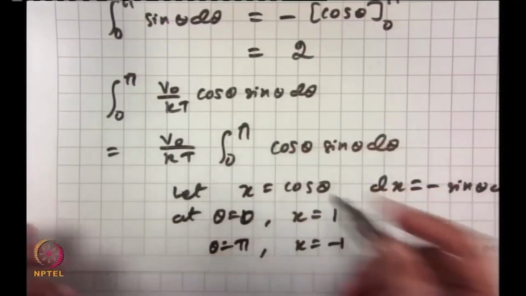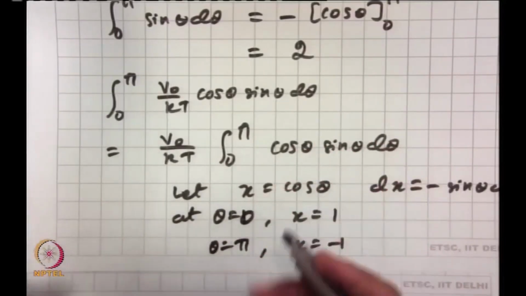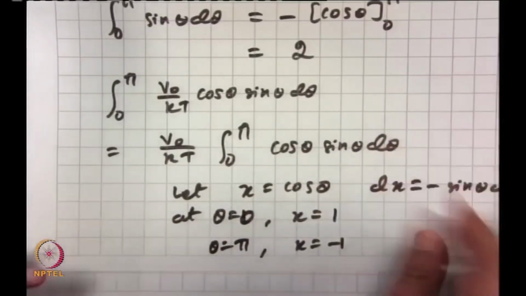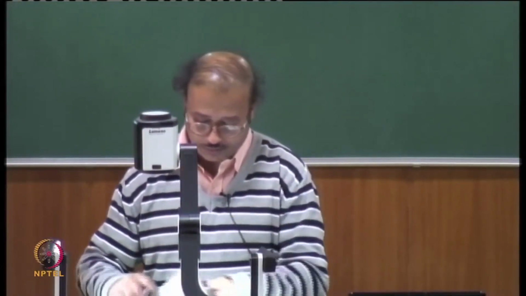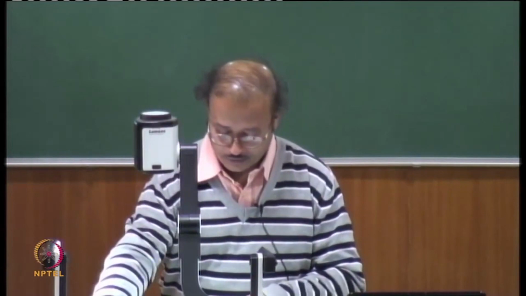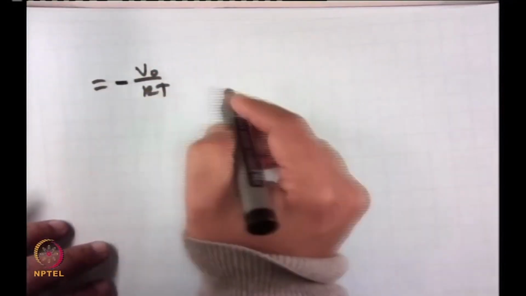Yeah, there are many ways of doing this integral. So I am just showing one of the ways. You can even do it as you said. We can write this one as, let me look for your page. So we can write this one now as V0 by KT, right? I have a negative sign coming here.